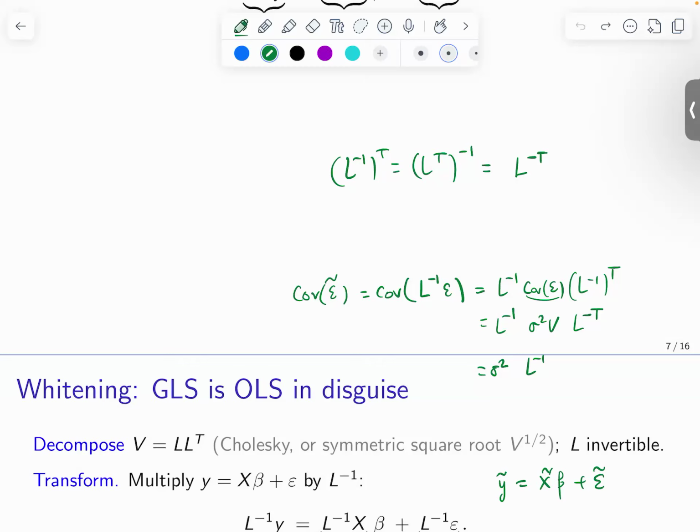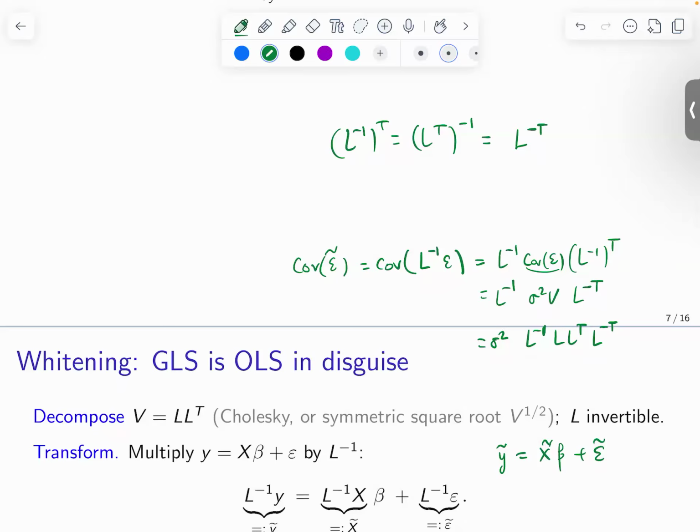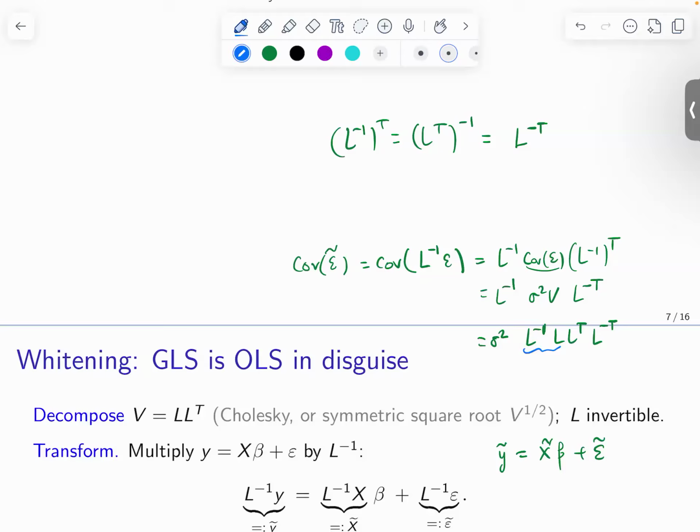I'm going to rewrite V as L L transpose, and then L negative transpose, or inverse transpose. And then look what happens. What is this? L inverse L will be I. This one is also I, because L inverse transpose is the same as L transpose inverse. It's the inverse of L transpose multiplied by L transpose, so you get I, and you get sigma squared I. So the effect of this transformation is to make the covariance of epsilon tilde look like the desired form. This is called whitening or decorrelation, but whitening because the noise is now white: uncorrelated and with equal variance for all coordinates.